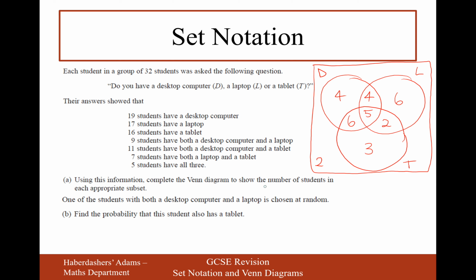Using the information, complete the Venn diagram to show the number of students in each appropriate subset. One of the students with both desktop computer and laptop is chosen at random. Find the probability they also have a tablet. Okay, so we need to consider a fraction here. So desktop and laptop. So in this case, we're only looking out of these 9 students here. Find the probability the student also has a tablet. It's to be these 5 here in the intersection of all 3 that's included in the tablet set. So 5 out of 9 is the answer.